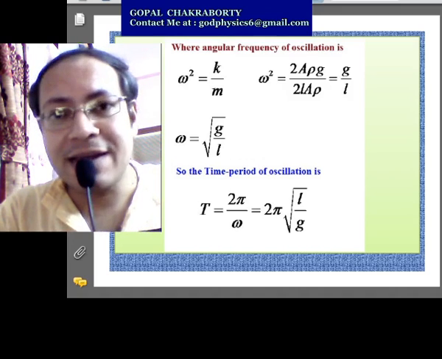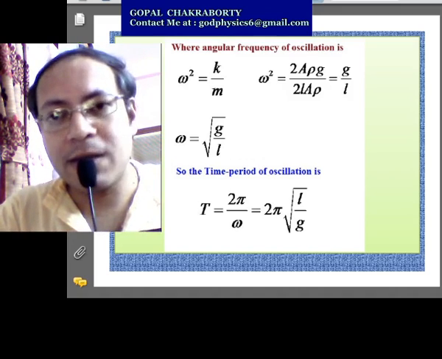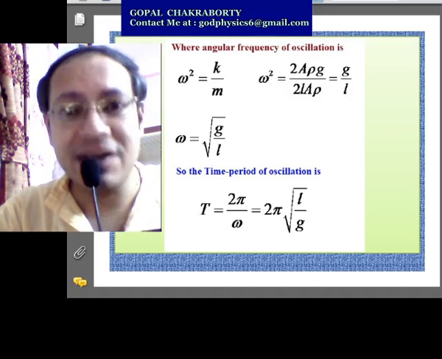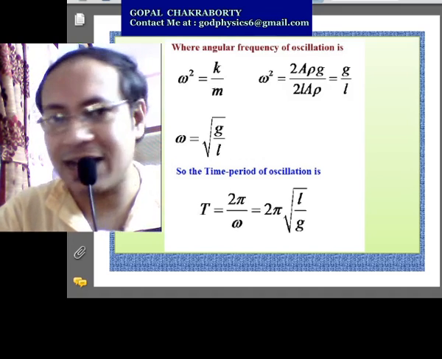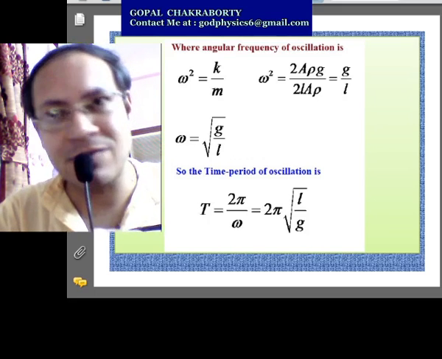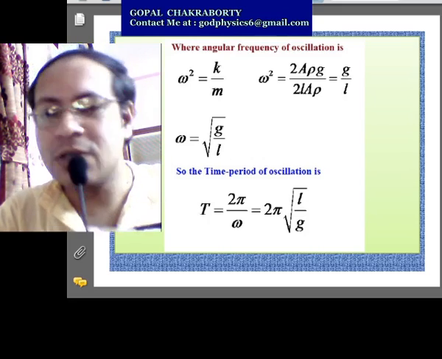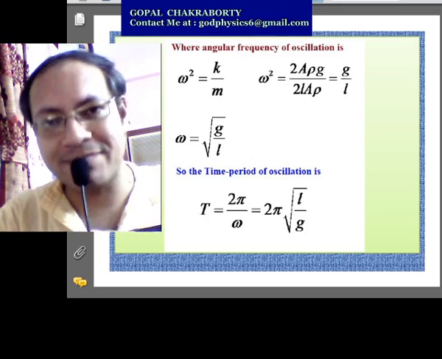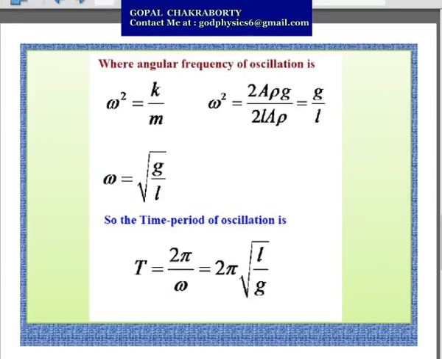As we know, omega equals 2 pi by T, where T is the time period of oscillation. So we can easily calculate our last expression, the time period of oscillation. T equals 2 pi by omega, so T equals 2 pi under root L by g. You can see here, the last expression gives the time period.